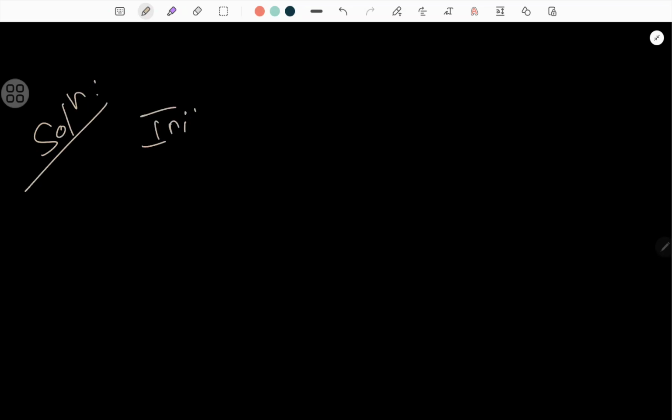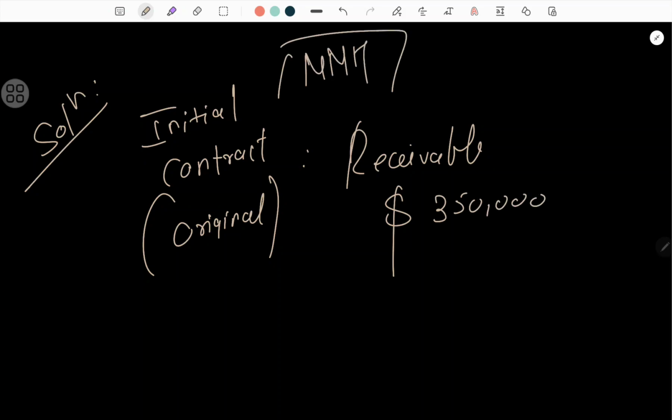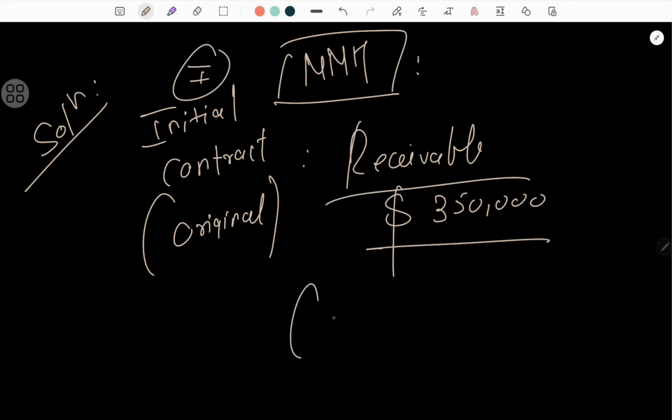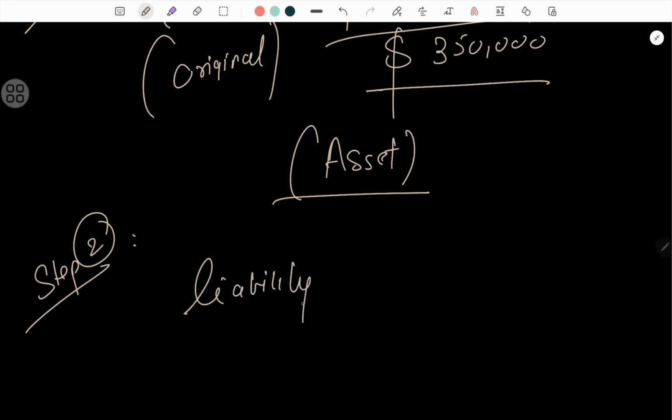My original transaction is a receivable of $350,000. First, I'm doing the money market hedge. This is the first hedging technique we are using. A receivable is nothing but an asset for me. As explained in question number 28, the previous question, the first step is we create the opposite position. In this case, we create a liability, and why we do that is also explained in the previous question.